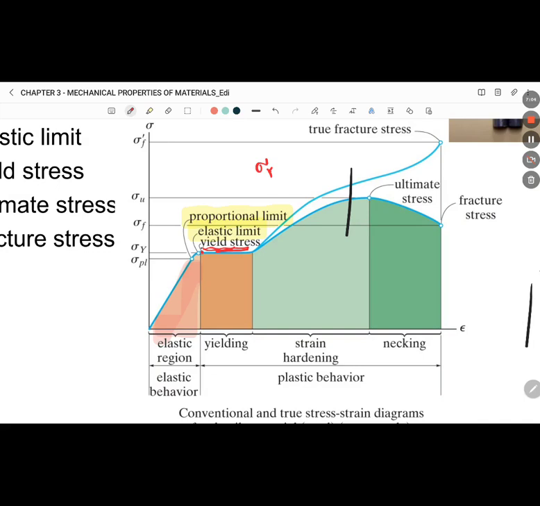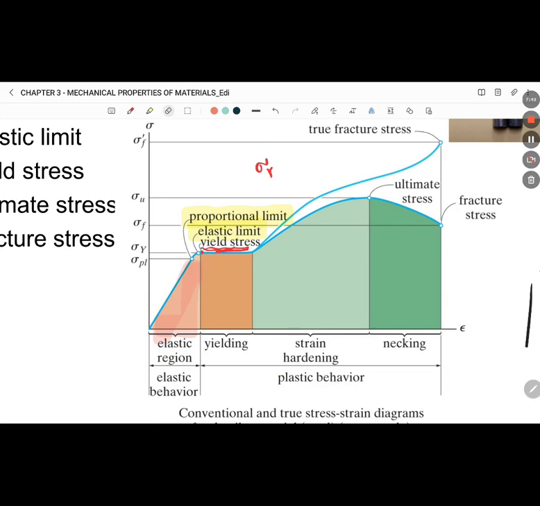That means starting from the yield stress up to the fracture stress, the sample will behave plastically, and we call it plastic deformation. In this area, if you remove the stress, the sample will not return to its original shape, as it has already started to deform.